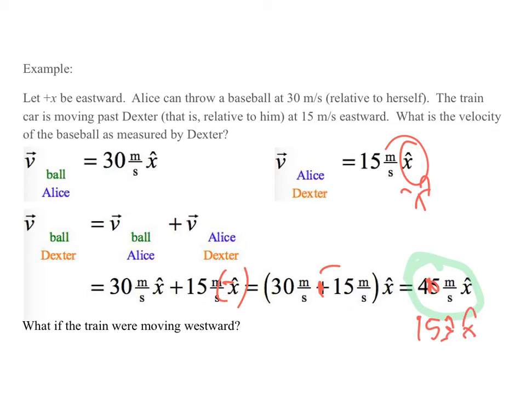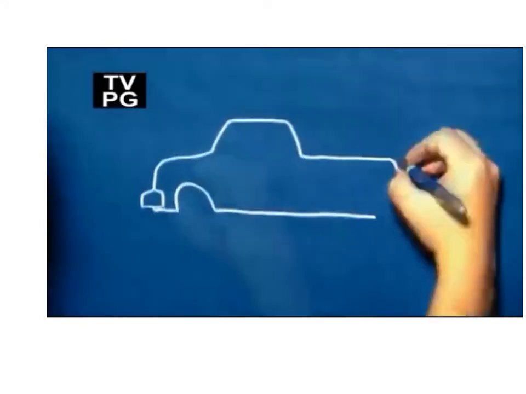It gets even weirder if you imagine that the train were moving westward at 30 and Alice were to throw the ball eastward at 30, and then the ball would seem to hang out in space. Don't believe it? Well, luckily somebody went out there to demonstrate it for you.